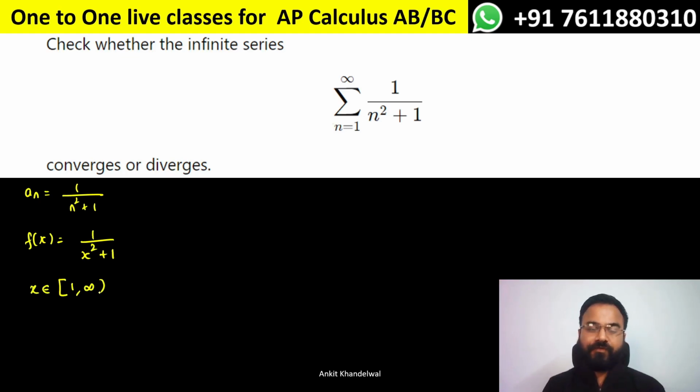So this time x is going from 1 to infinity. So you can clearly see that this is x square. So x square will always be positive. Positive plus 1, that is always positive. So one thing is there, that this function is positive.